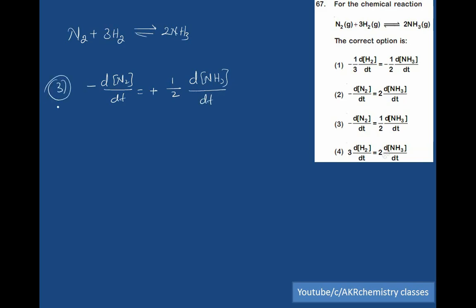For a given chemical reaction, which is the correct representation of rate? d of N2 divided by dt is always equal to plus 1 by 2 into d of NH3 by dt. So option 3 is the right answer.